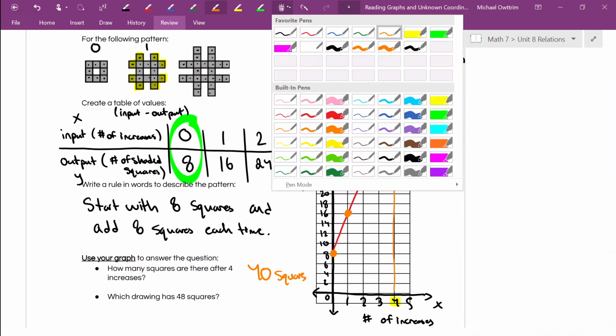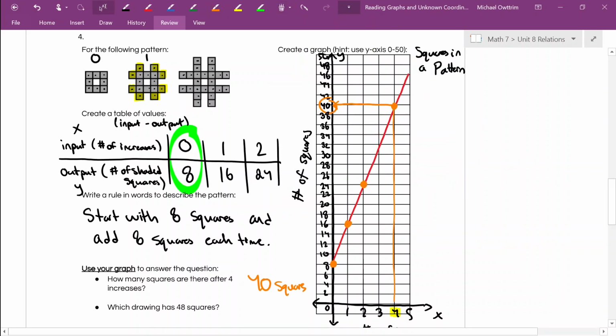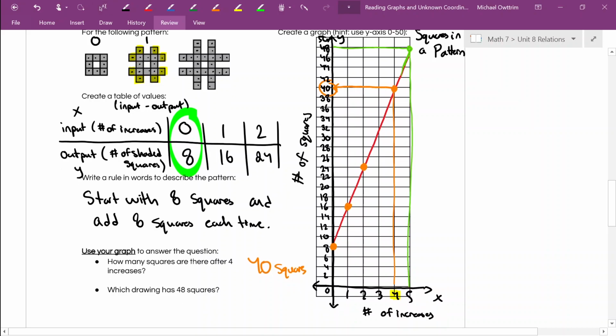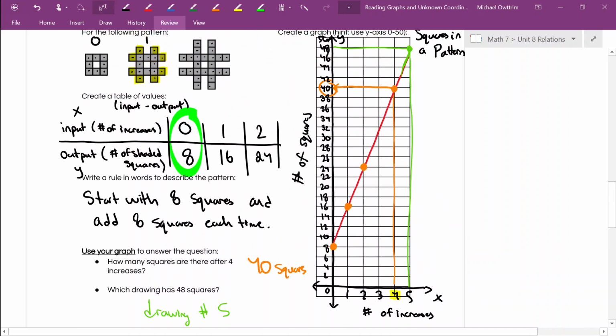And let's do a different color here. Let's do this lovely green. Which drawing has 48 squares? So we can go ahead and trace that across for our 48 squares. And we'd see that we're getting there on our line. So that is going to be drawing number 5. Okay, so that's going to be a nice simple answer from our graph.